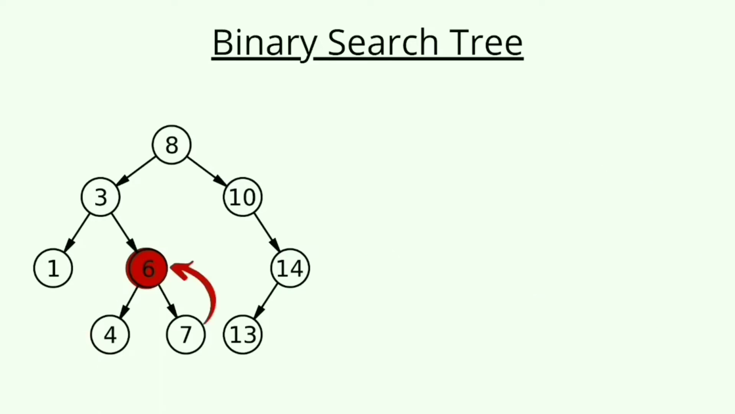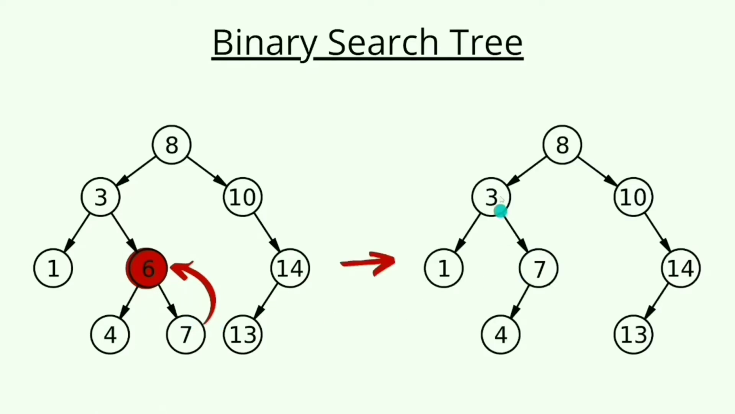Right? Now the second case is we can replace our node with its right children. So after replacing with its right children, that is we will replace 6 by 7. So the BST will look like this.